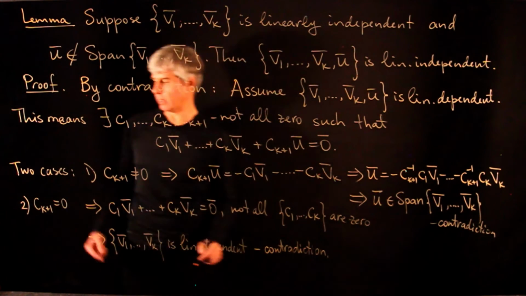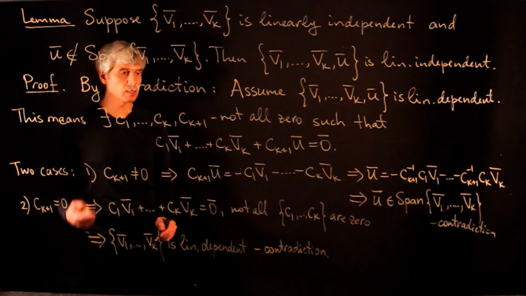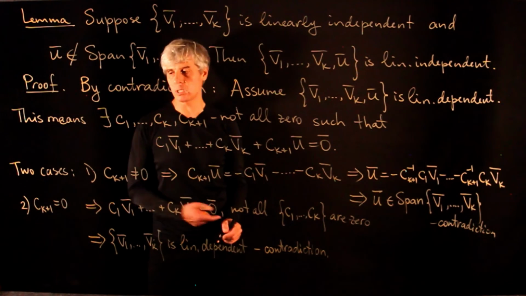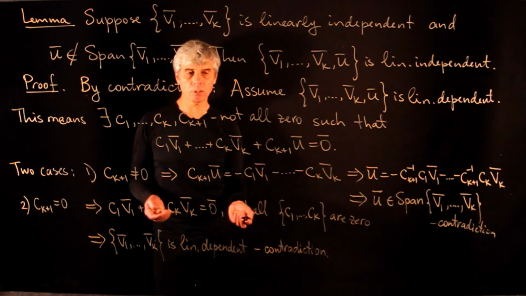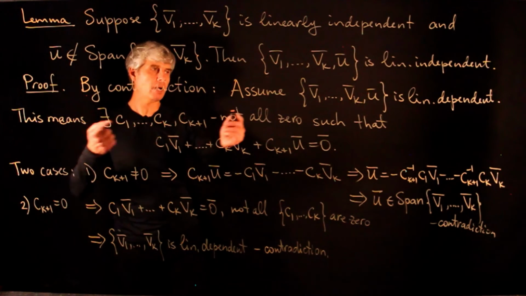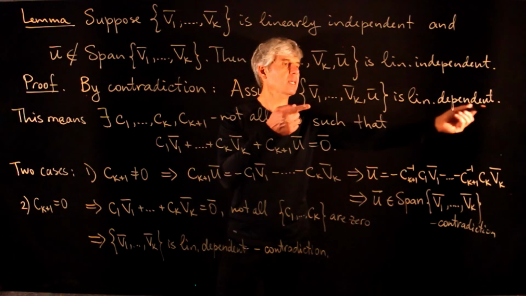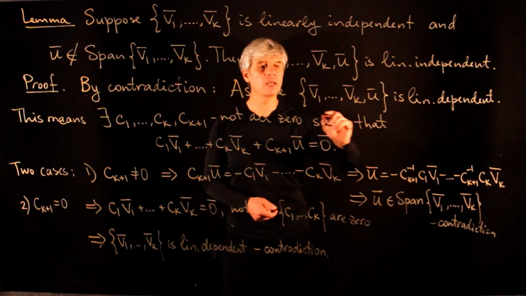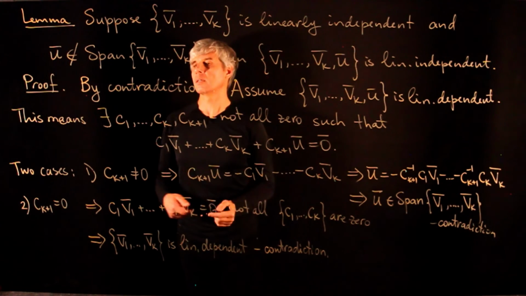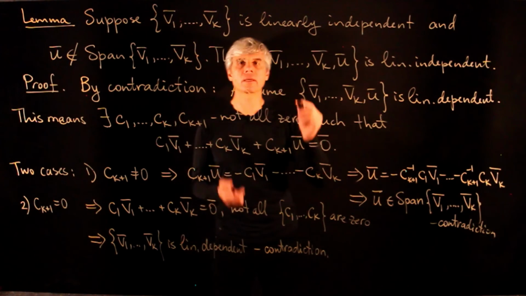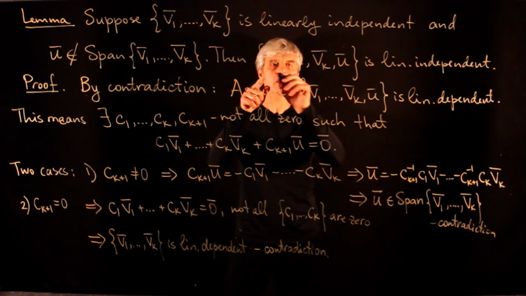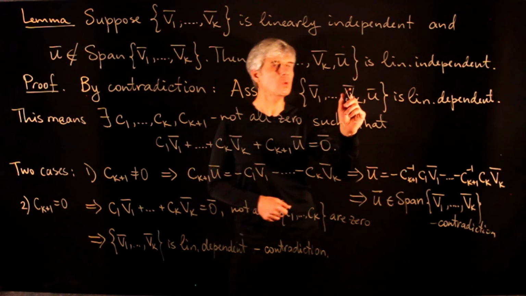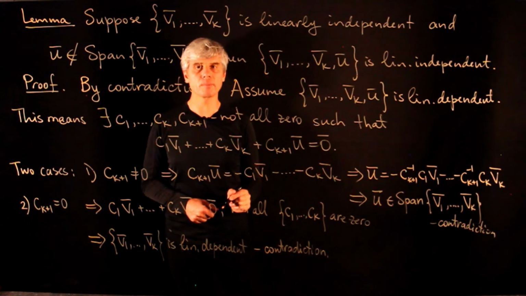And we see that in both possible cases, we run into a contradiction. And the source of this contradiction is our assumption that this set is linearly dependent. So this assumption is not possible, and so we conclude, by contradiction, that this larger set v1, ..., vk together with u is a linearly independent set.